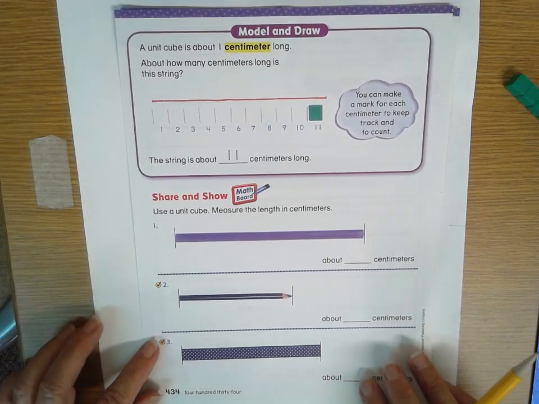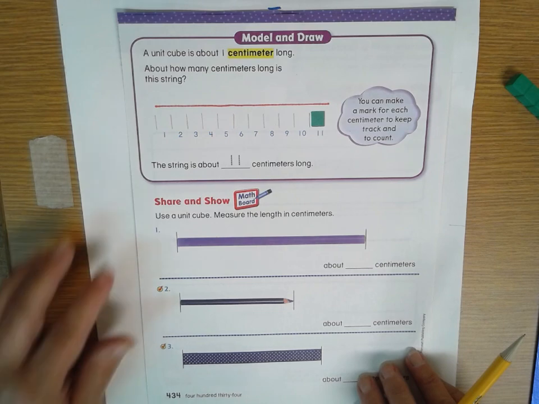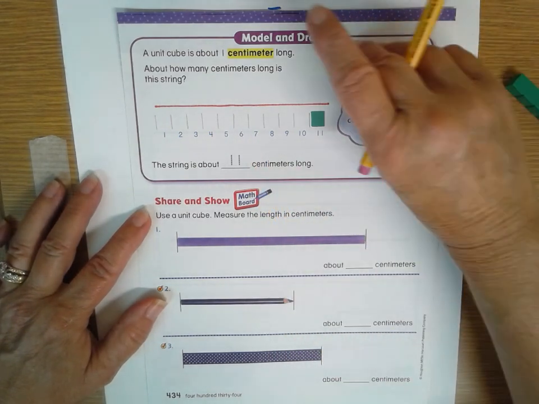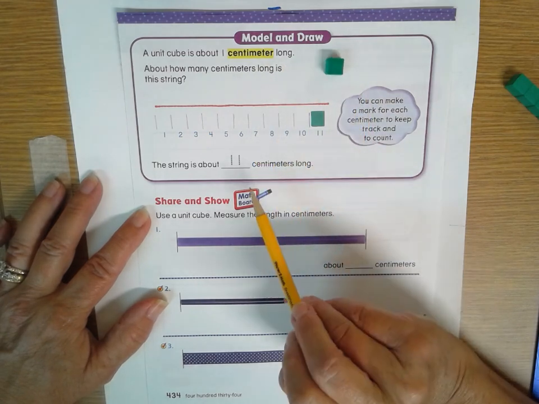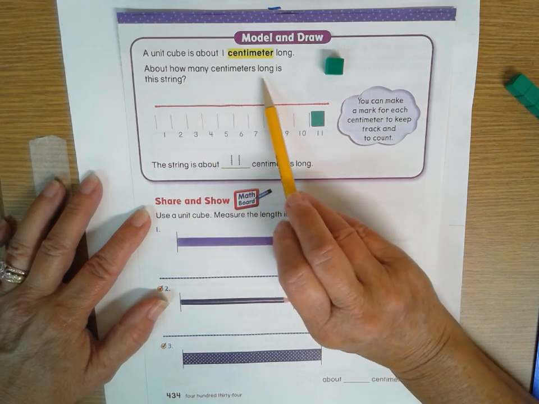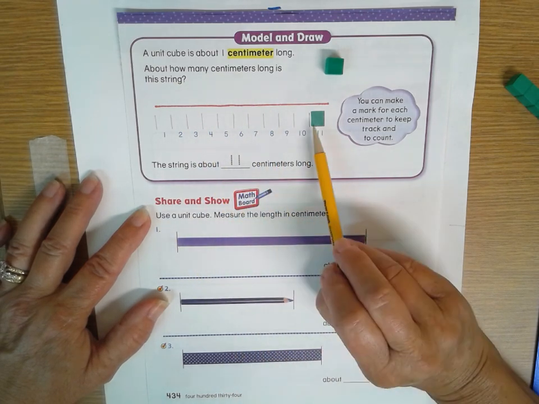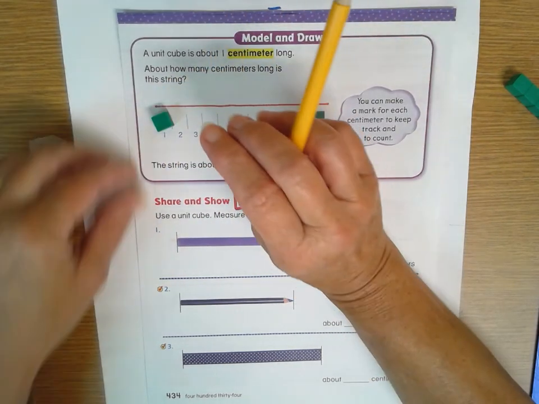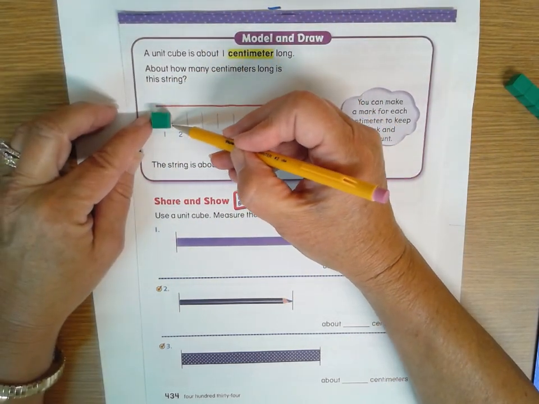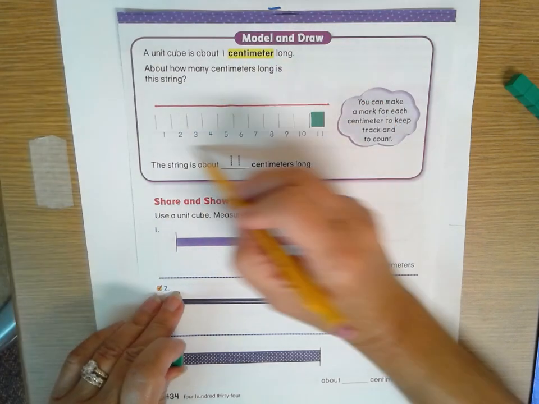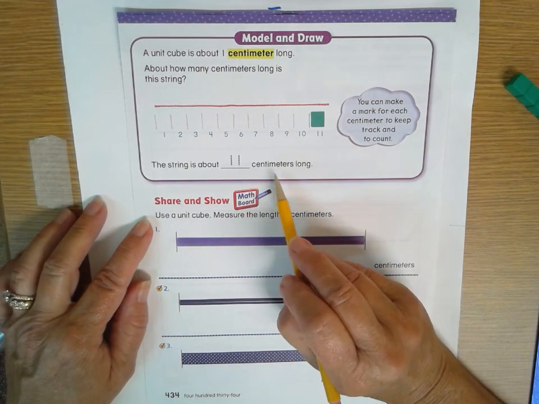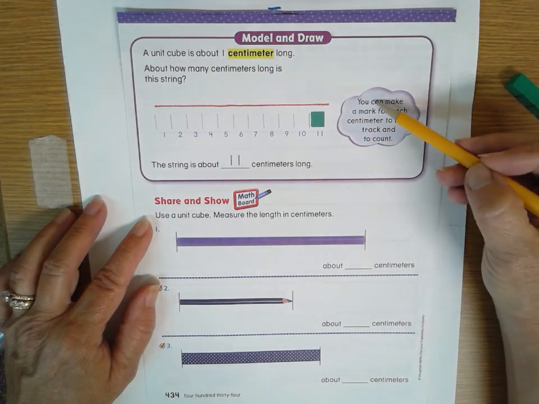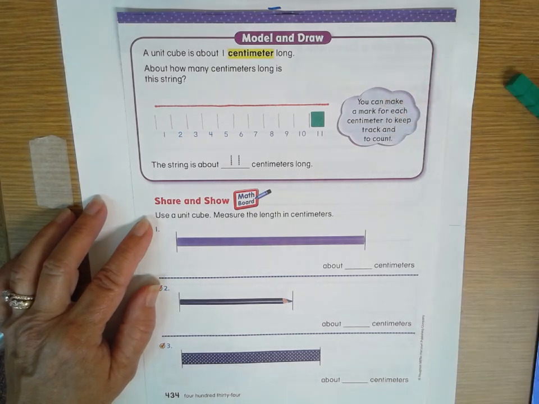Let's turn our paper over, and we are on page 434. We're going to look at the top where it says model and draw. A unit cube is about 1 centimeter long. So it's about the same as 1 centimeter. About how many centimeters long is this string? So they use that unit cube. You put it in there, and they drew lines all the way across, and then they counted how many, and it took 11 unit cubes, or 11 centimeters long. It says you can make a mark for each centimeter to keep track and to count. So you could do it that way.